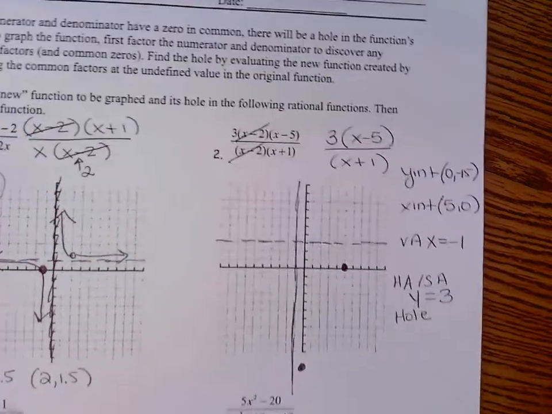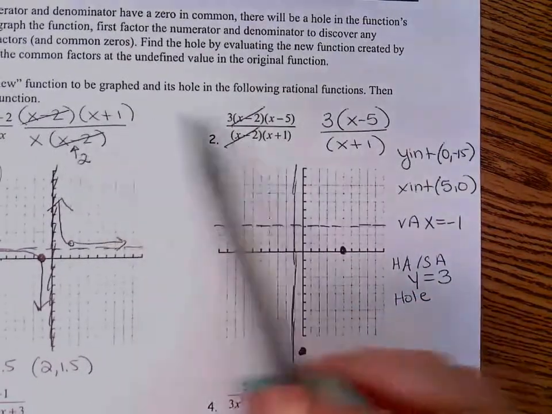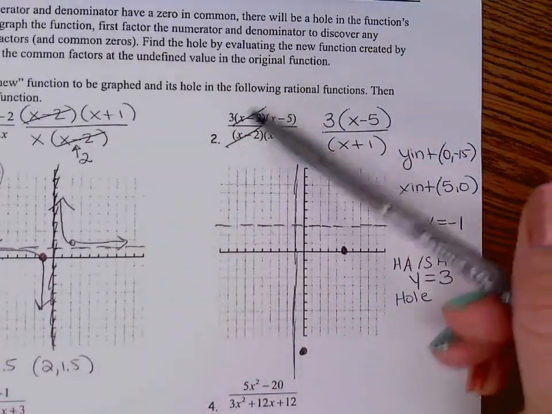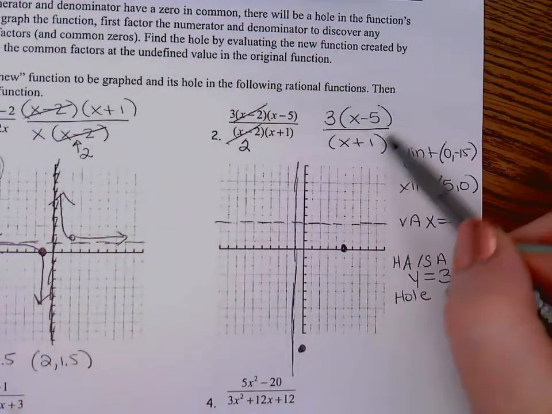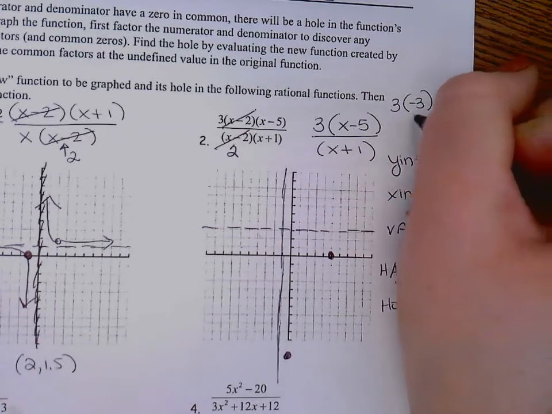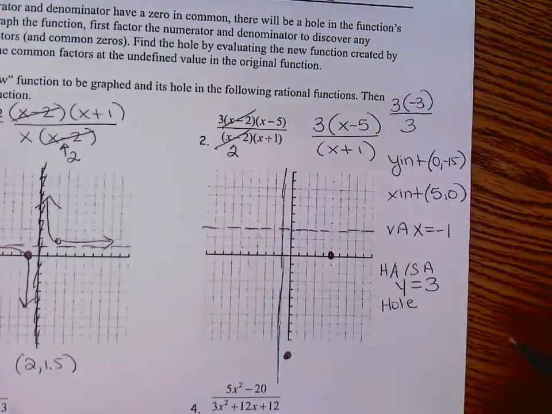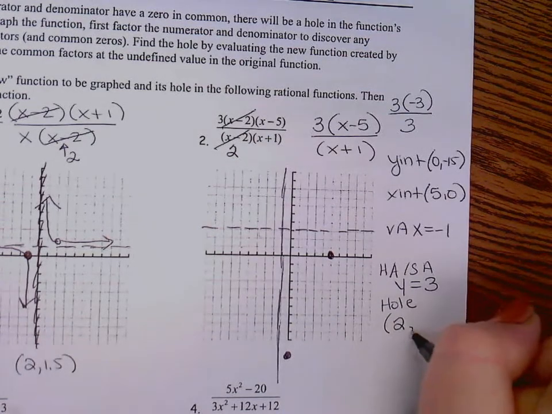And for my hole, I canceled out those x minus 2's again. This is just a coincidence. Whatever you canceled out is going to produce the hole. So the hole is at x equals 2. When I plug in 2, I get 3 times negative 3 divided by 3. Looks like negative 3. So when I plugged in 2, I got negative 3.